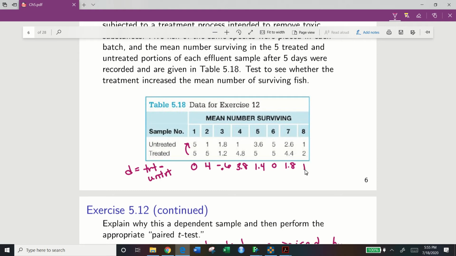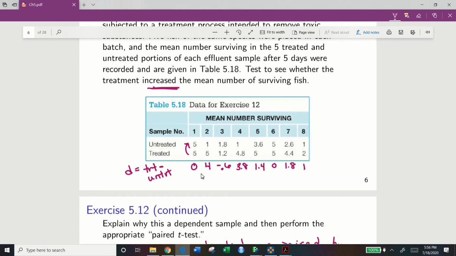I do want to clarify that I could have gone the other way, where I did untreated subtracted from treatment. The reason I didn't is I personally prefer to work with positive numbers as much as possible. So usually I'm going to subtract based on what's going to give me a positive value. And our hypothesis, although we haven't talked about it, is that we should have an increase in our mean with the treatment. So the treatment values should be higher, which means more of them should be greater than the untreated.